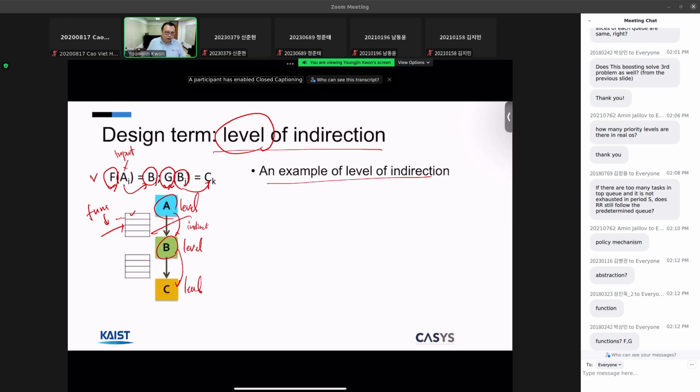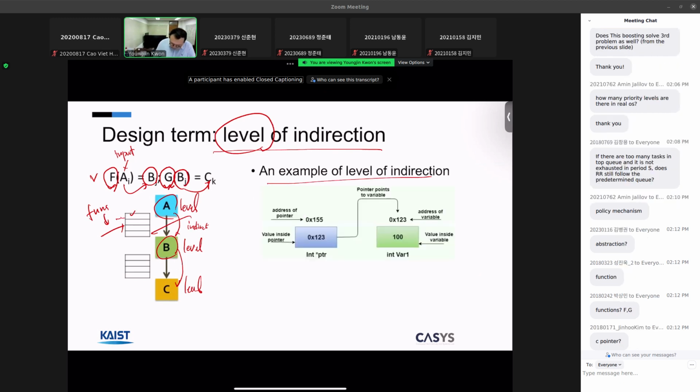In the slide, there's always a picture. What is the typical example of level of indirection? Pointer. Exactly. So there's a value inside a pointer. The address of the pointer doesn't have meaning by itself. Is it the real value I want to use? No. The value is translated, and there's a real value.